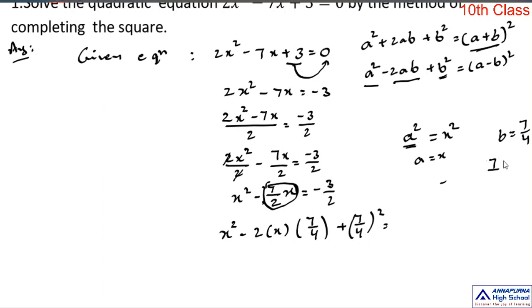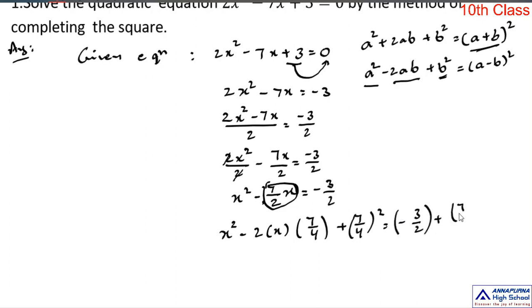Do the same thing on the right side. Why? Because we have an equation. When you add the same quantity on both sides of the equation, it remains the same. Don't forget this point. We learned this in primary classes, in 6th and 7th class. If you add the same quantity on both sides of the given equation, the equation remains the same. So here I am adding b square, that means 7 by 4 whole square, on both sides. On the right side I have minus 3 by 2. Now I add that b square to this minus 3 by 2, 7 by 4 whole square.